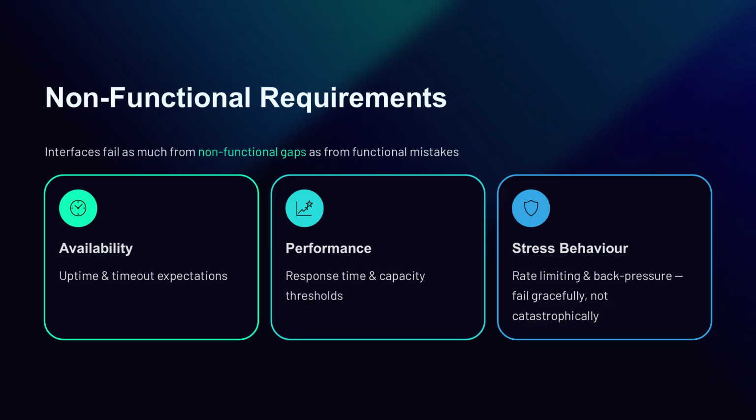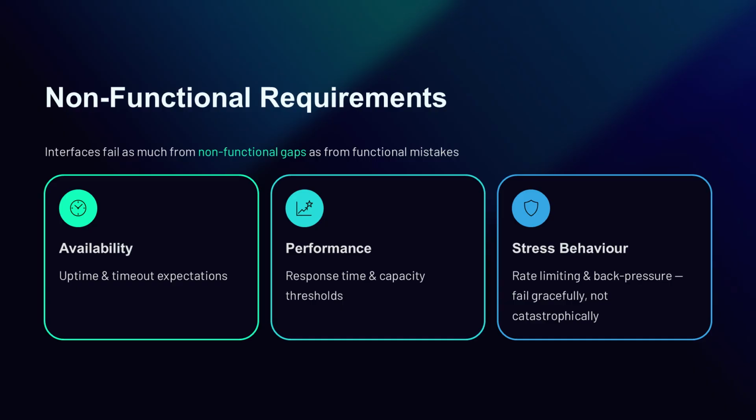With the interface shape defined, you now address non-functional requirements because interfaces fail as much from non-functional gaps as from functional mistakes. You define availability expectations, performance expectations, capacity expectations, and timeout expectations. You also define what happens under stress, such as rate limiting behavior and back pressure behavior, so the interface fails gracefully rather than collapsing unpredictably.